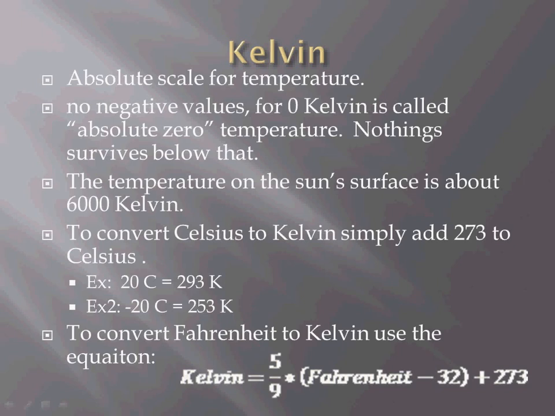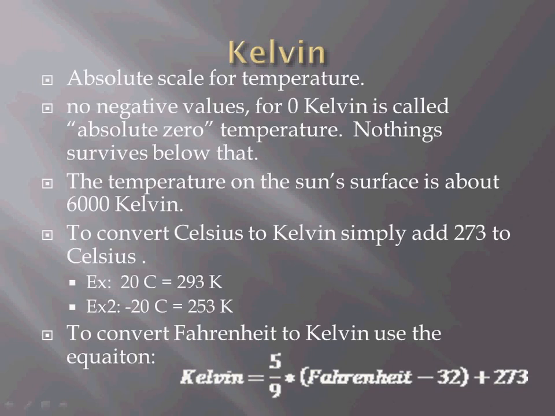To convert Celsius to Kelvin, you simply add 273. Vice versa, you would subtract 273. For example, 20 plus 273 is 293 Kelvin. So 20 Celsius is 293 Kelvin. And then negative 20 degrees Celsius is 253 Kelvin, because negative 20 plus 273 is 253.